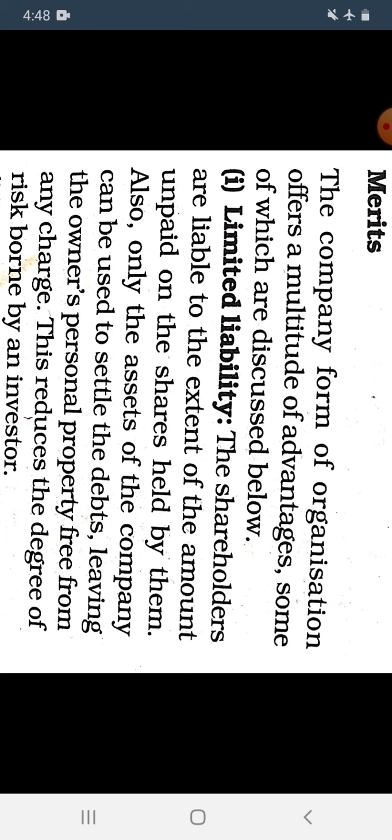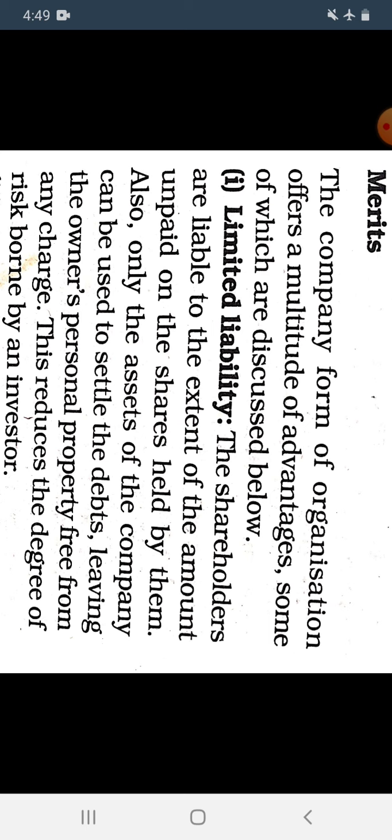The shareholders are liable to the extent of the amount unpaid on the shares held by them. The shareholders, the ones who are holding the shares, are only liable for that amount which is unpaid on the shares held by them. The shareholder is only responsible to pay the amount as a liability, whatever is unpaid when he or she purchases any shares.